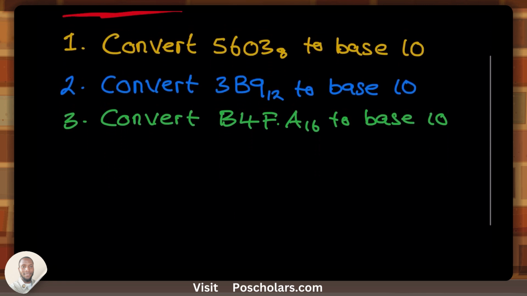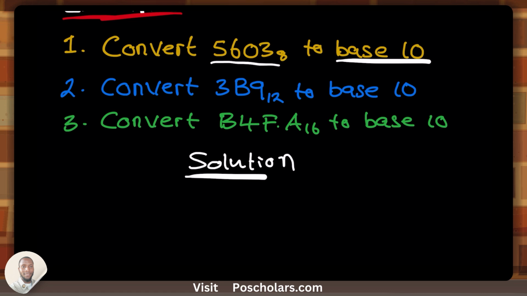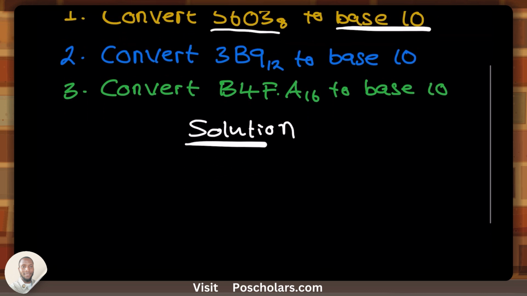So the first example says convert 5603 base 8 to base 10. Solution. Now, we want to convert 5603 base 8 to base 10. So what we need to do first of all is to write down the place value in the power of 8, because our base is base 8.